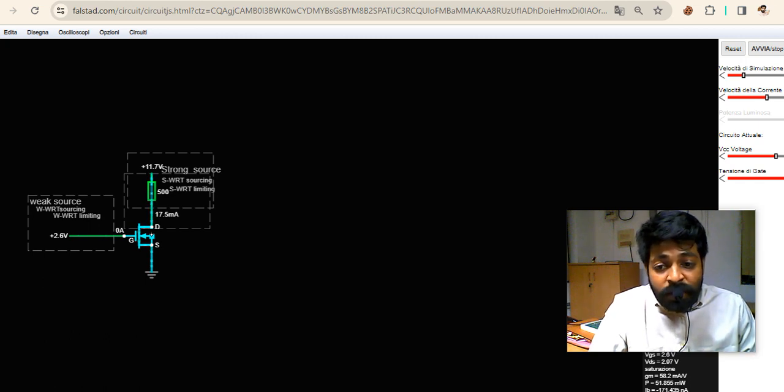It depends upon how much current is expected, μCox W by L into (VGS minus VTH) whole square. If you provide that much current, then the controlling mechanism will be there and the transistor will do the control. Yes. So now, using the same basic property of the transistor as a voltage-controlled current device, that same transistor can be used in the amplifier.